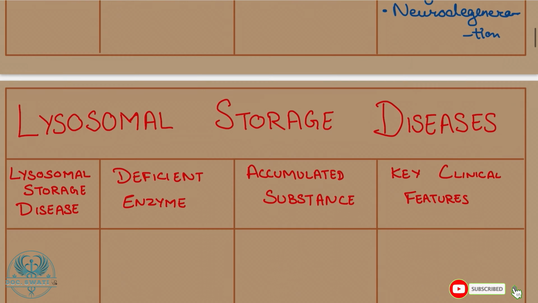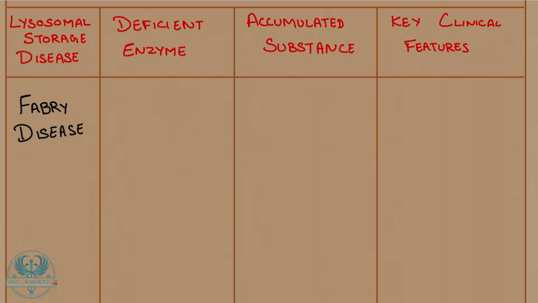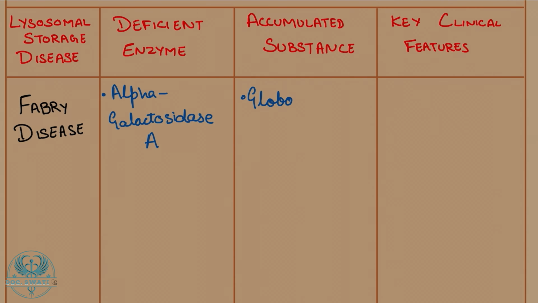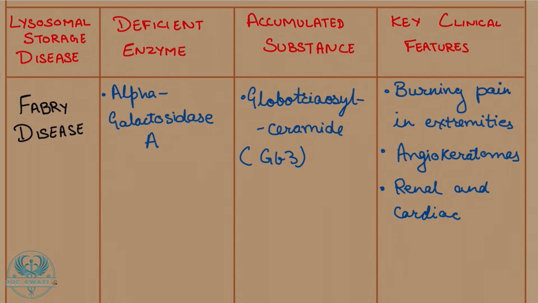Now let's move ahead and talk about our next lysosomal storage disease, which is Fabry disease. It is caused due to the deficiency of alpha-galactosidase A. There is an accumulation of globotriaosylceramide, GB3. The key clinical features include burning pain in the extremities, angiokeratomas, renal and cardiac involvement.